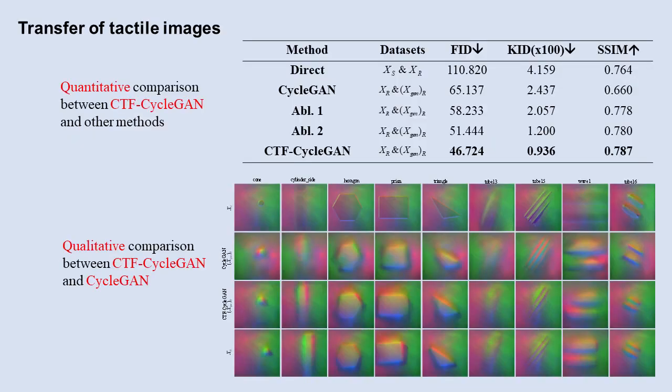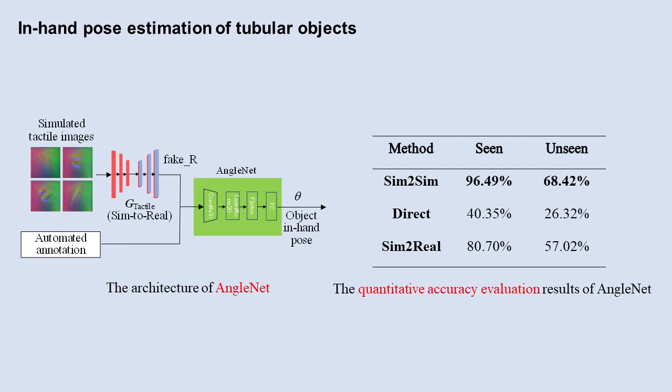We transfer tactile images using the proposed CTF CycleGAN. As shown in the table, CTF CycleGAN has a significant improvement in the FID, KID and SSIM indicators in the Sim2Real pipeline compared with other methods. And compared with CycleGAN, our method generates tactile images with higher quality, as shown in the figure. For estimating the deflection angle, we design an object in-hand pose estimation network, AngleNet. The table shows the quantitative accuracy evaluation results of AngleNet, which demonstrate the model's capacity for generalization.